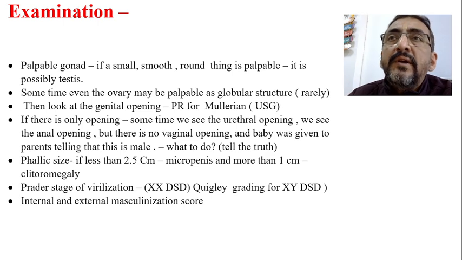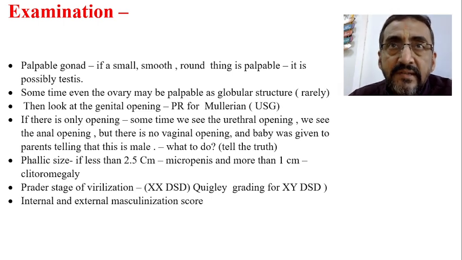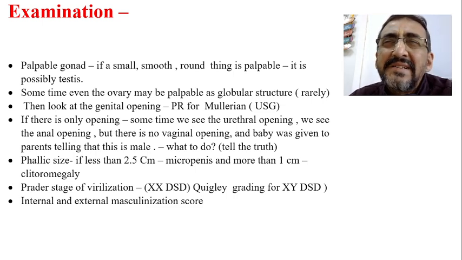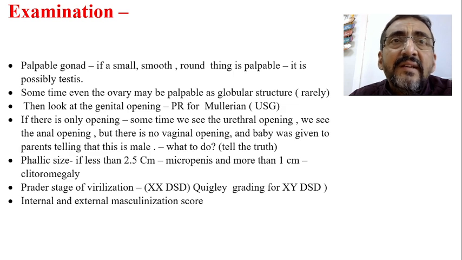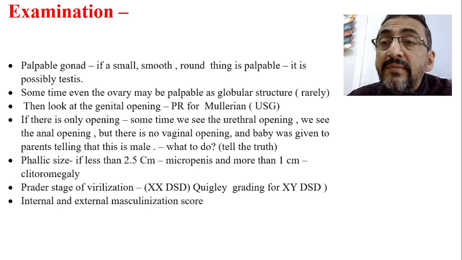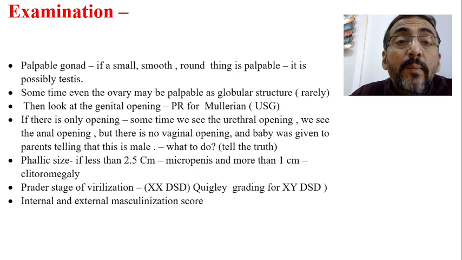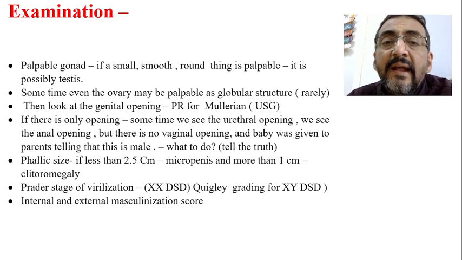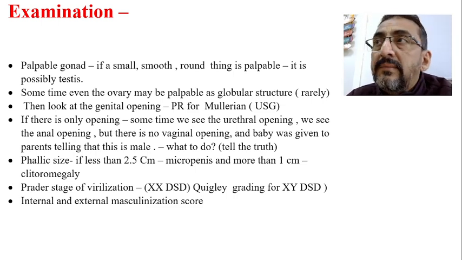Now you have to look into the size of the testis. Is it clearly palpable? Is it very small, tiny, or is there just some appreciation of a round thing, but you cannot even say whether it is a testis or not? So such things have to be examined at the time of birth. Sometimes even the ovary may be palpable as a globular structure, though of course it is very rare in a female child.